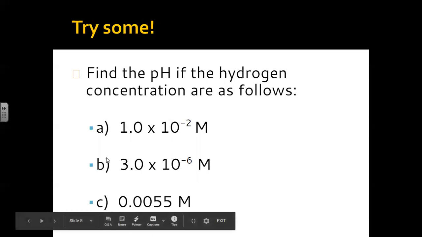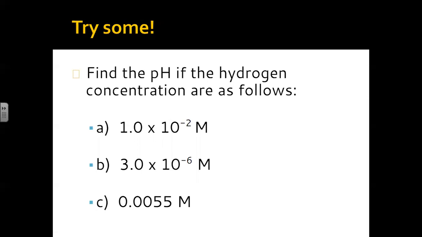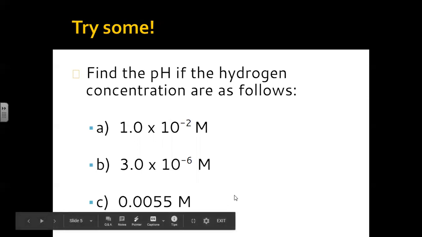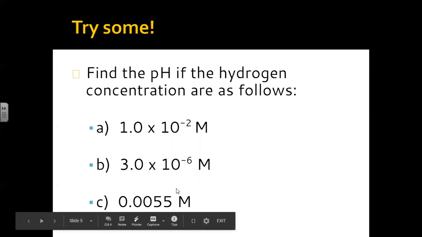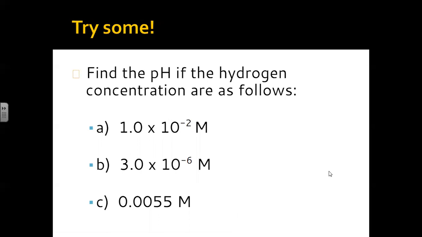For B, when I put that into my calculator, I got that one had a pH of 5.52 approximately, and C had a pH of 2.26 approximately. Once again, you are going to type in negative, press the log key, open a parenthesis, type in this number, close your parenthesis, and hit enter. That's it. That will give you the pH of this particular acid.